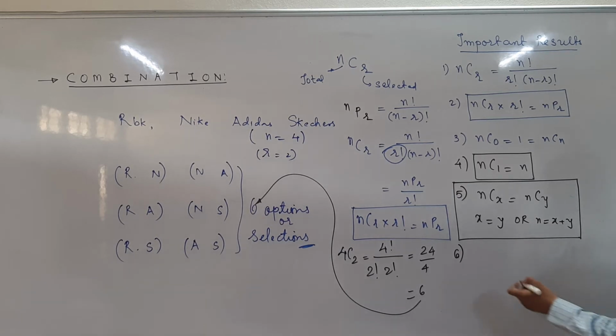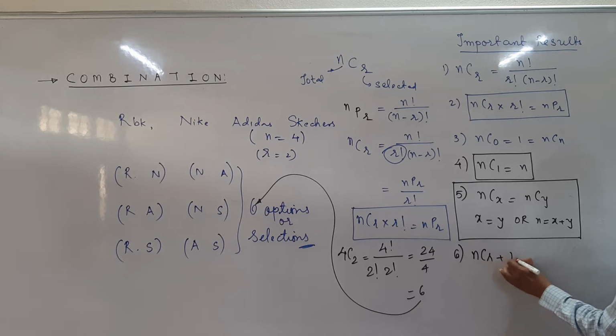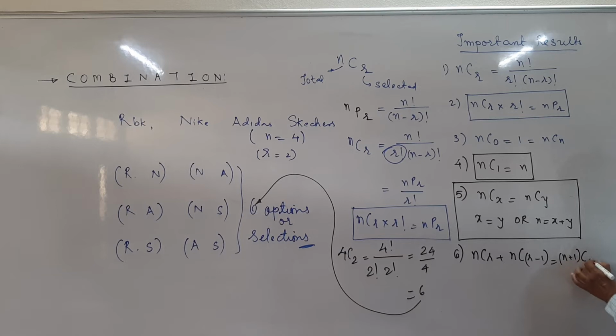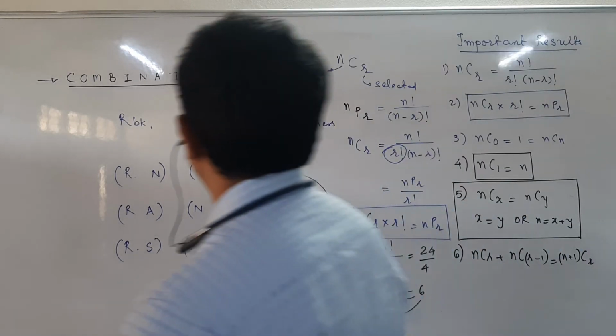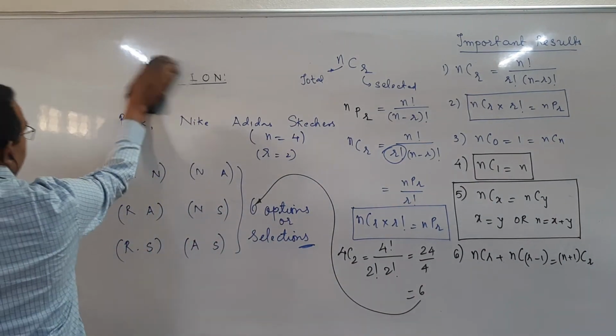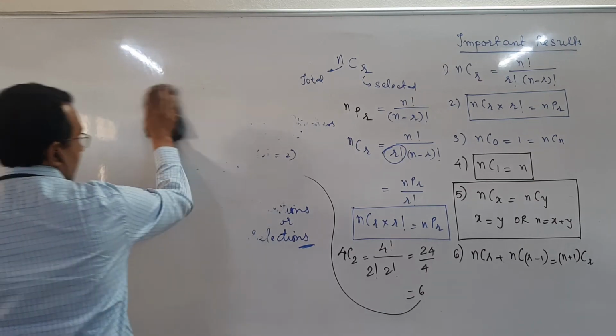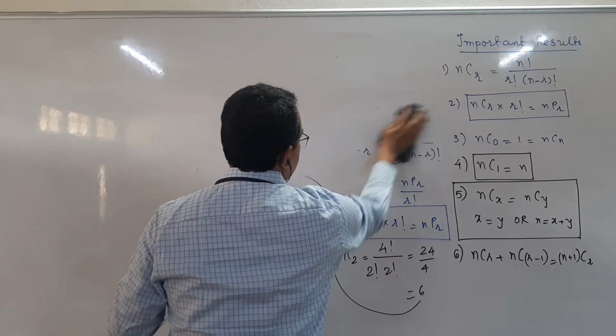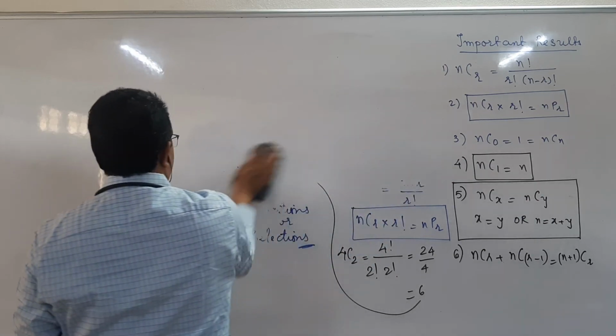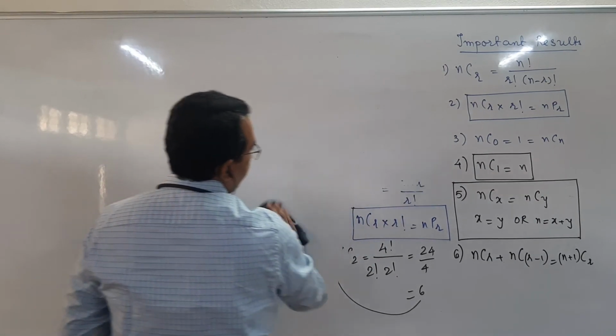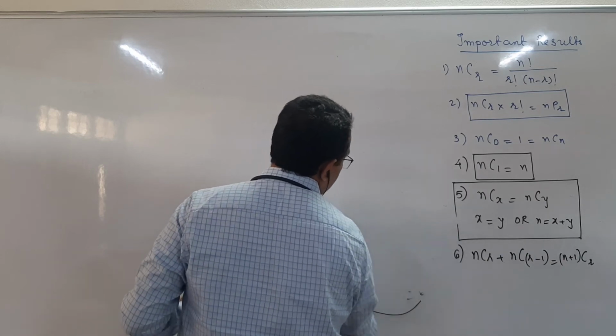Now students, the last property: NCR plus NC(R minus 1) is equal to (n plus 1)CR. This we will take with the help of an example. I will demonstrate this last property with the help of a practical example so that you can understand and the concept becomes more clear.